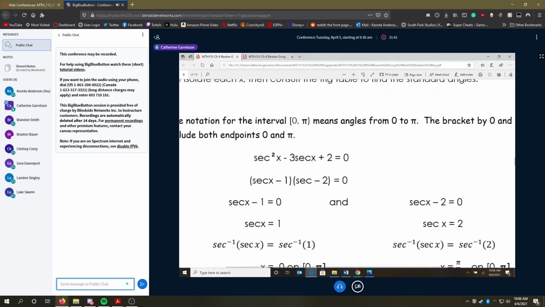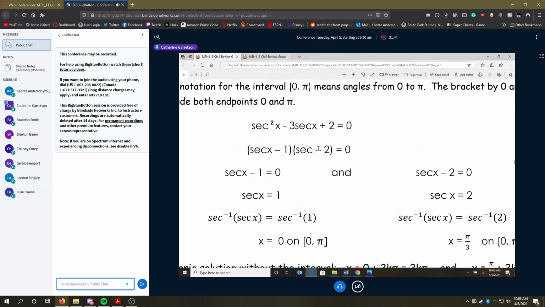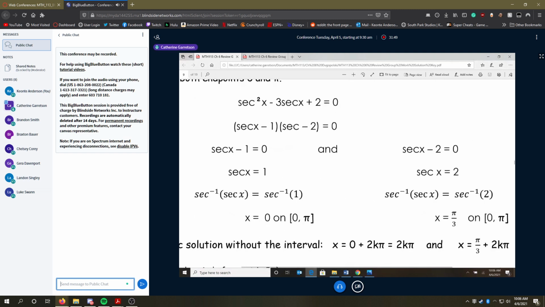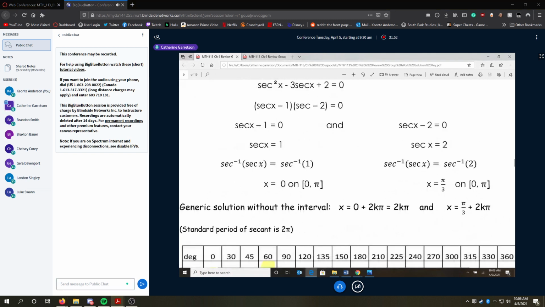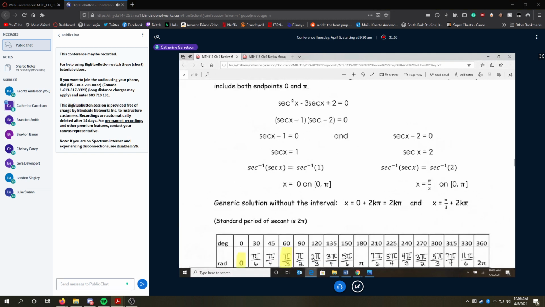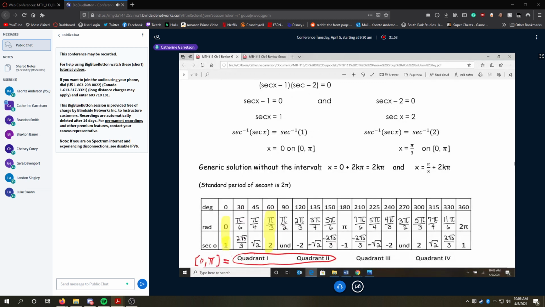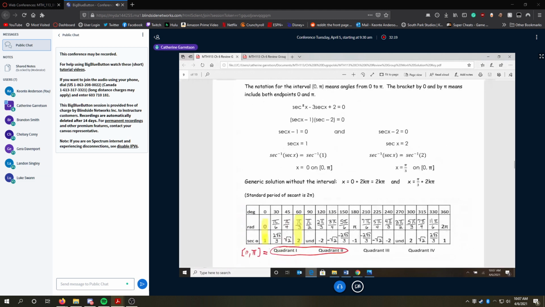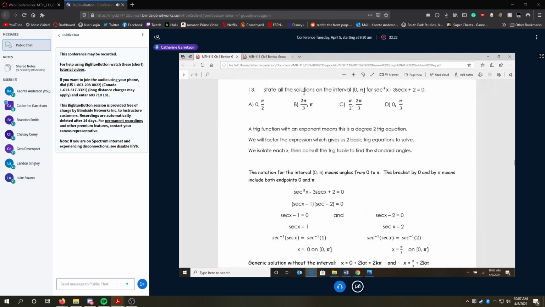So these are the two equations that I need to solve. Set them both equal to 0. Isolate my secant. And now I can either do the inverse secant of both sides, or I can just go to the trig table and look to see when do I get a value of 1 and when do I get a value of 2. But I'm only looking at quadrant 1 and 2 based on the instructions. And so that would be the angle 0 and the angle pi over 3. So going back, it would be the angle 0 and pi over 3.